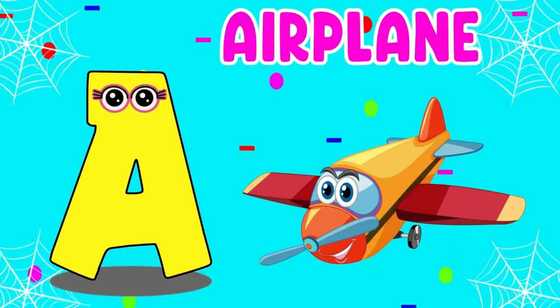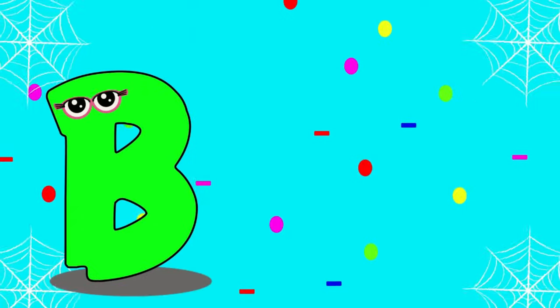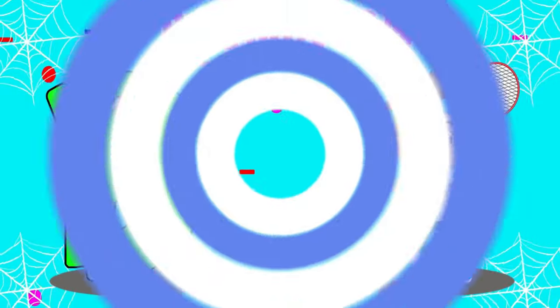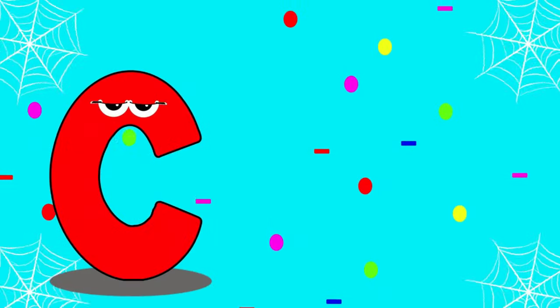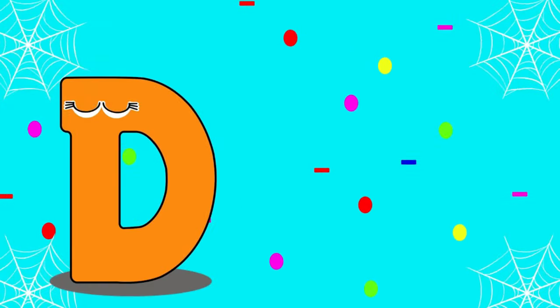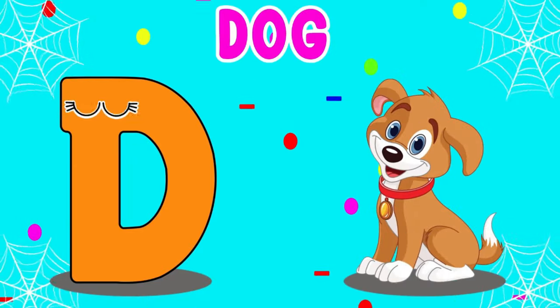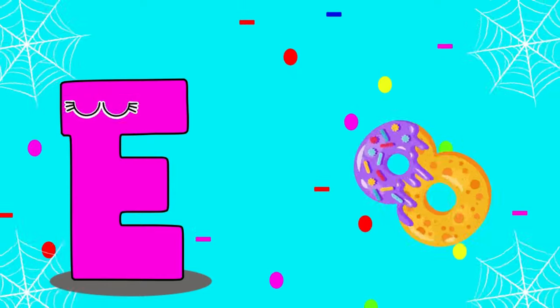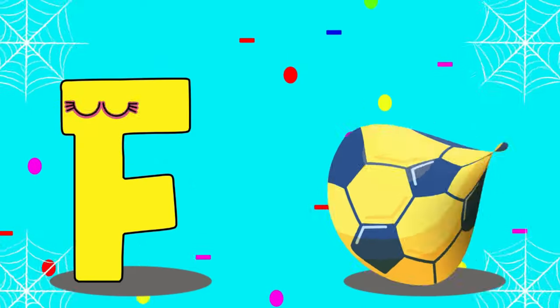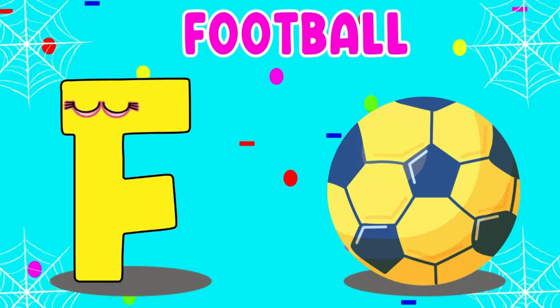A for airplane. B, B for badminton. C, C for cat. D, D for dog. E, E for eight. F, F for football.